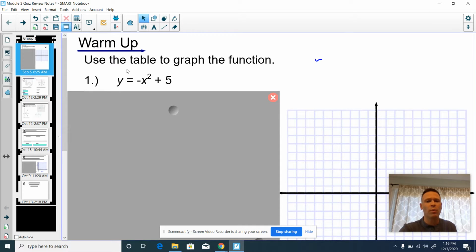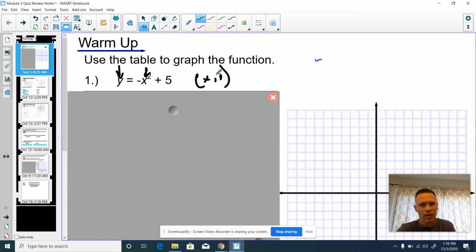The first one is a warm-up. It says use the table to graph the function. Remember, when we're doing this, we are inputting x values. That's our domain, that's our input, it's our independent variable. We're inputting x values into the function, and then we're doing some stuff. We're squaring, taking the opposite, and adding 5, and then we get our y values. Once we get that, we get a coordinate point that we then put on the graph, and then we go and graph the rest of those points.